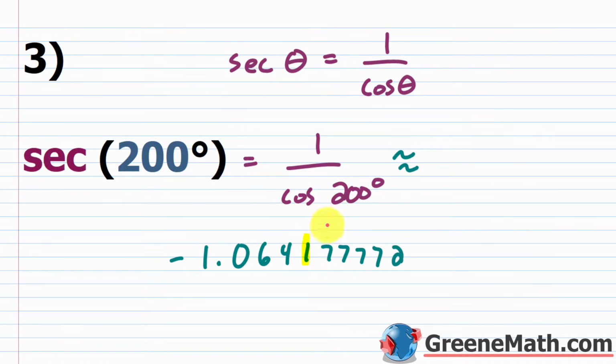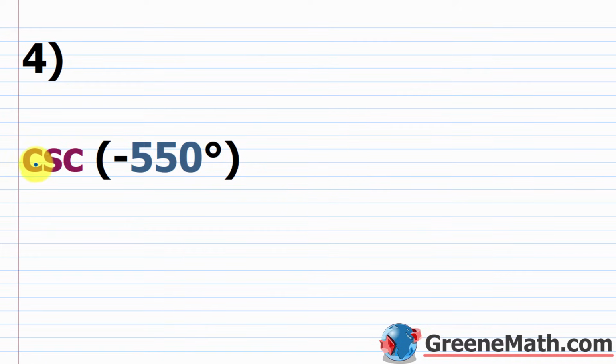So right here, this is going to be a 7. So that means I add 1 to this digit. 1 plus 1 is 2. So this becomes a 2 here. And again, you could just cut off all these digits because what happens is they turn into a 0, and then the zeros don't add any value, so you can just delete them. So the answer here is about, or you could say approximately, negative 1.0642. All right, for problem 4, we have the cosecant of negative 550 degrees.